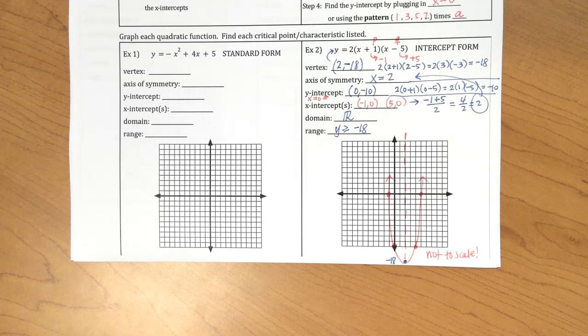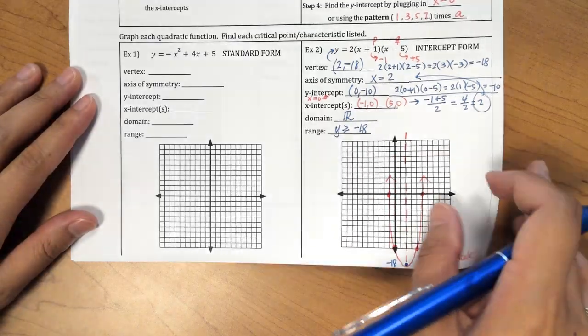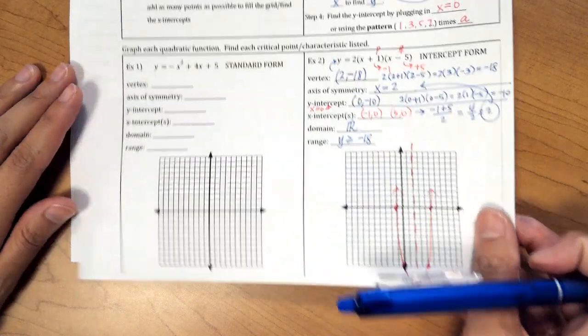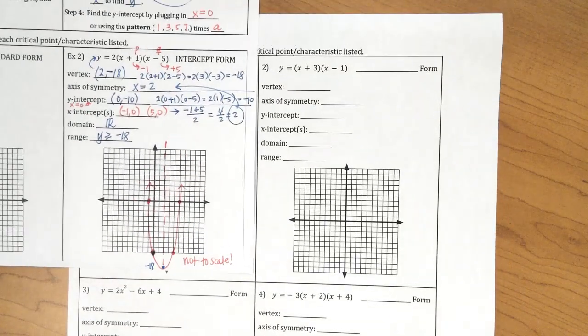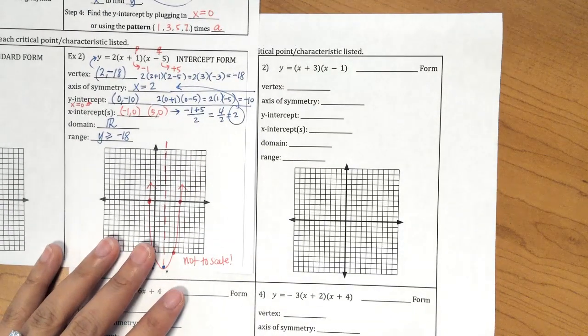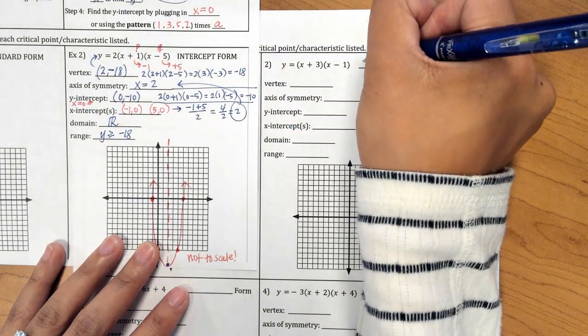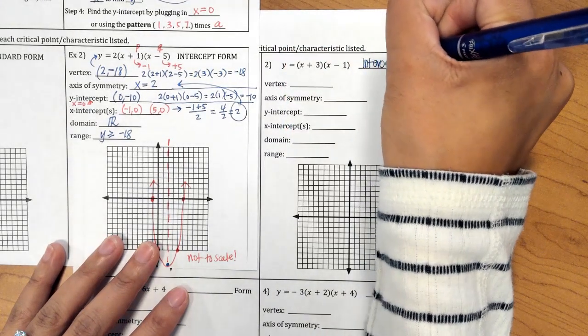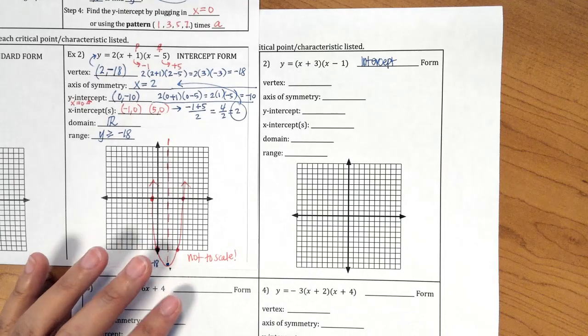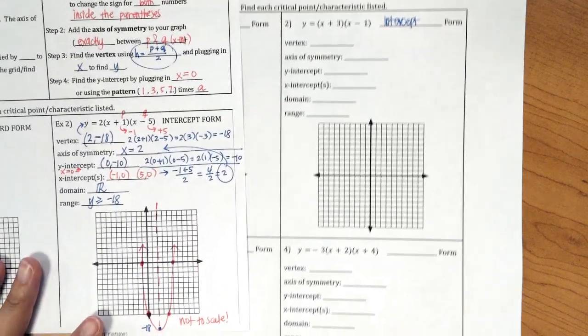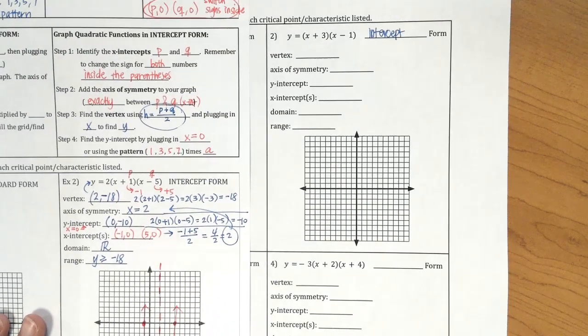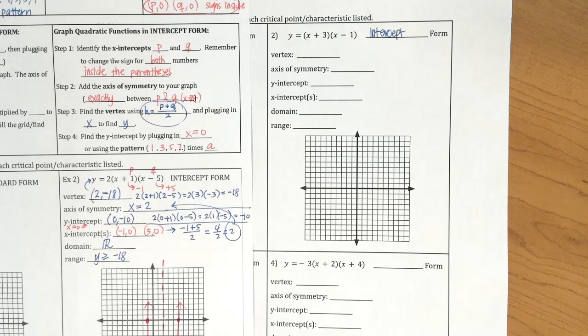Let's see. I think what I want you to do at this point is pause the video and try number 2 on the back, okay? Because this is intercept form, and that means it's the same as this one. And here are our steps that we're going to do, okay? So I'll walk you through one more if you need, but if you're ready, I want you to pause the video, do it yourself, and then jump ahead.